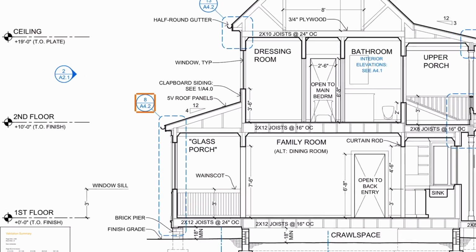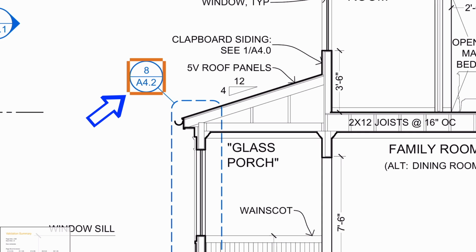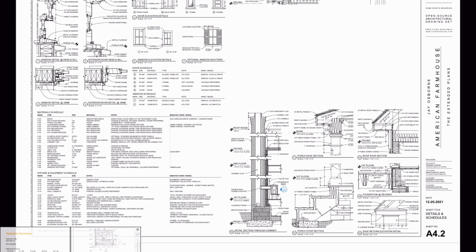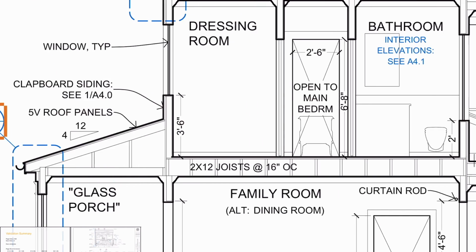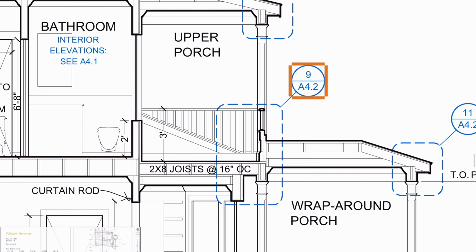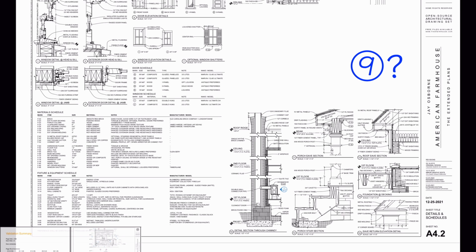Circles enclosed by orange boxes indicate a missing detail view. Therefore, Sheet A4.2 exists, but detail 8 on that sheet is absent. In the same way, detail 9 does not exist on Sheet A4.2.